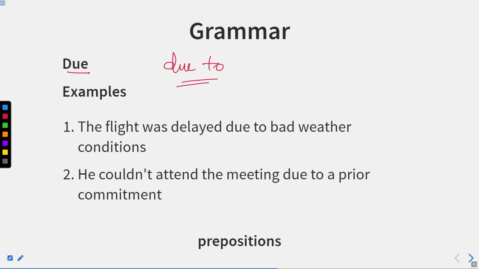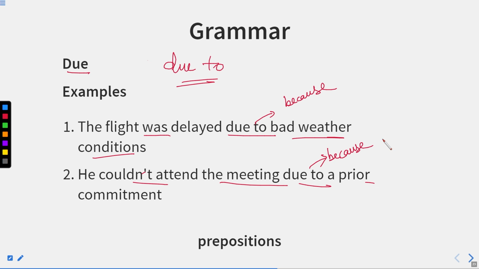Due to is just like because of. The flight was delayed due to bad weather conditions. So due to is because, which shows us the reason. He could not attend the meeting due to a prior commitment. So due to again refers to because, which shows us the reason of something.